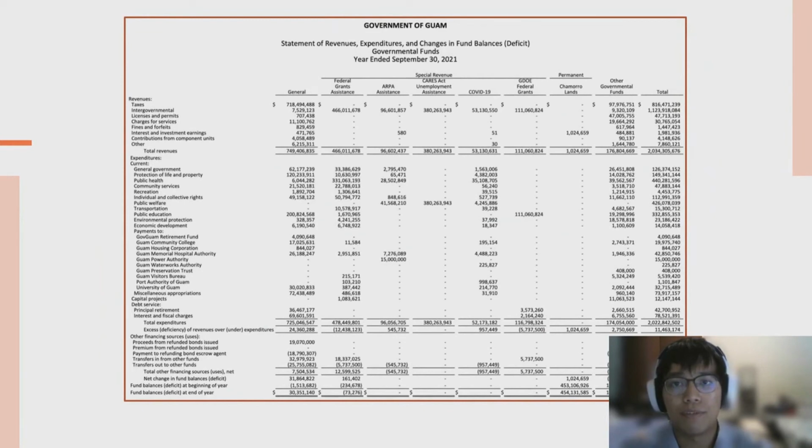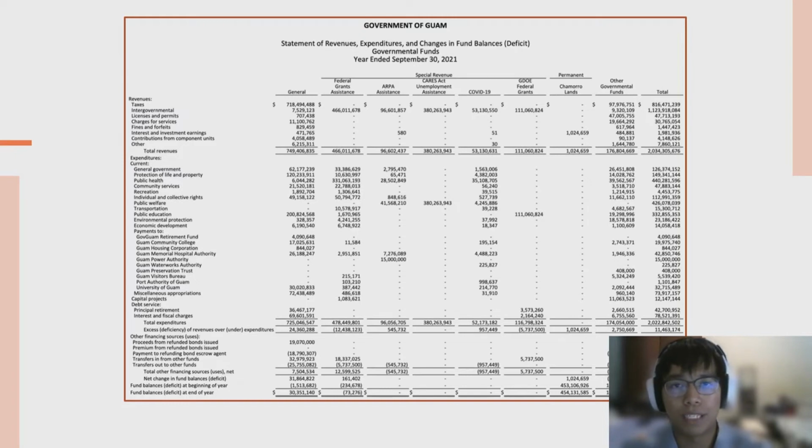Now we have the statement of revenues, expenditures, and changes in fund balances. Essentially, it is the financial statements prepared to track the inflow and outflow of funds or resources. With revenues, current expenditures, and other financing sources and uses, the column in this statement mirrors the balance sheet for governmental funds. Key takeaways for the GovGuam's financial statement include most funds with the internal government revenue balance.